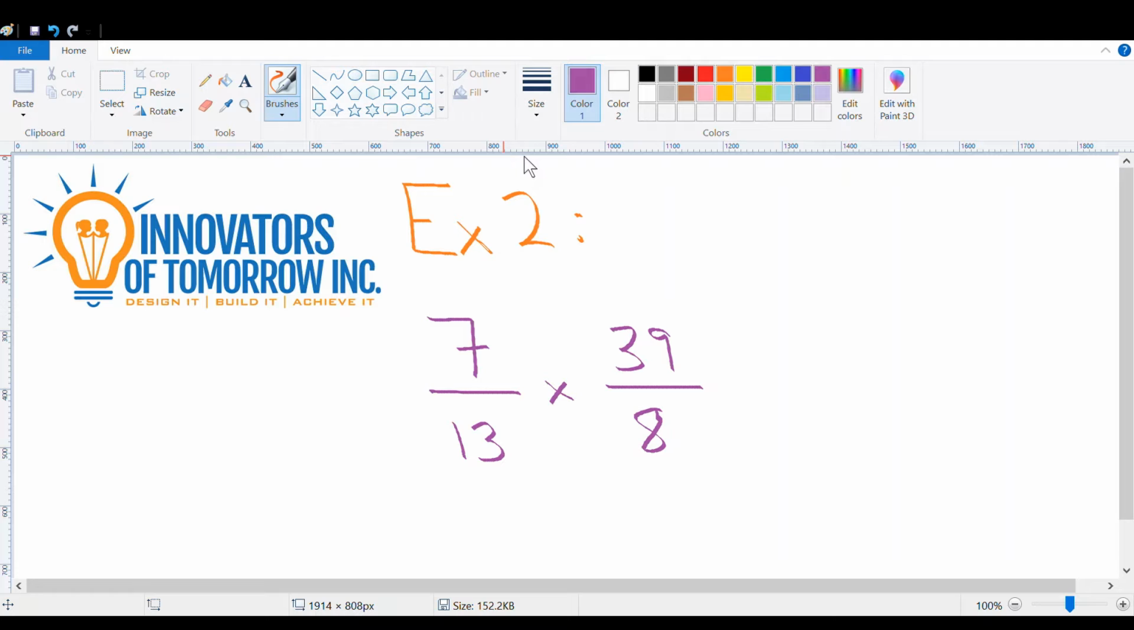Let's try another example. We notice that some of the values are quite large, and that computing these values takes extra time and could lead to error. Before any computation, it's a useful practice to try and reduce the expression as much as possible. We can see that 39 is divisible by 13, so we can transform the expression into 7 over 1 times 3 over 8, since 13 goes into 39 3 times. Now we have a much easier computation. The result is 7 times 3 over 1 times 8, which equals 21 over 8.